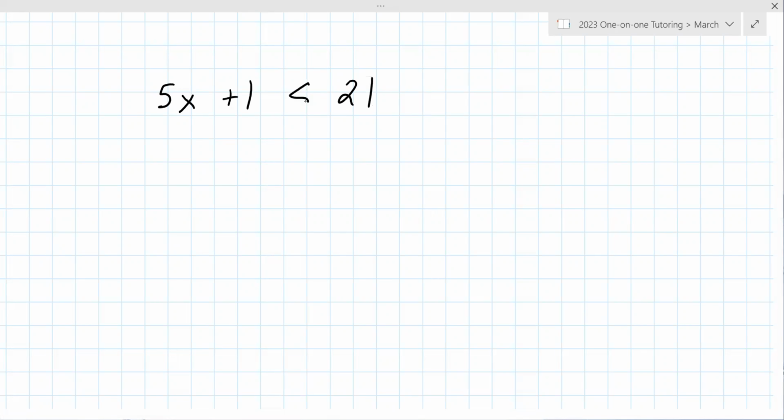Let's go 5x plus 1 greater than 21 here. Okay, so I want you to solve this. Actually, let me change this up here. Apologize. 5x plus 1 less than 21. Go ahead and solve that, please. 5x plus 1 is less than 21. Okay. So -1, -1. So 5x is less than 22. No, 20. Okay, keep going.